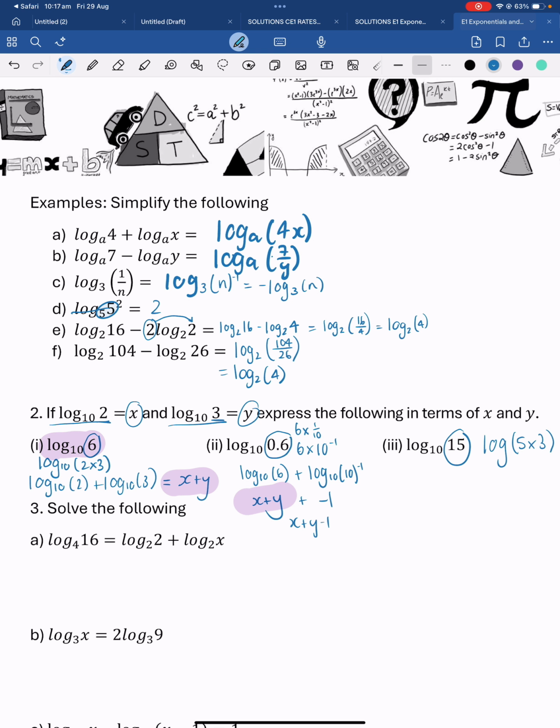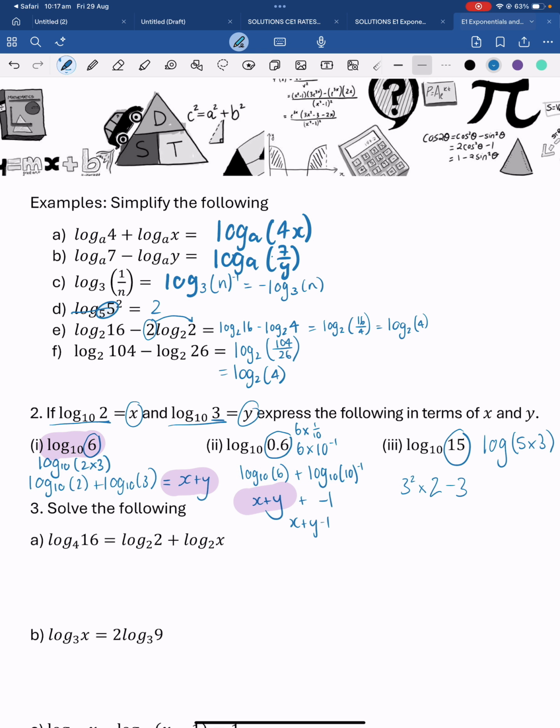3 to the power of 2 is 9. Ooh, I could do 3 to the power of 2 is 9. Times that by 3. No. Times that by 2 gives me 18. Minus 3 gives me 15.